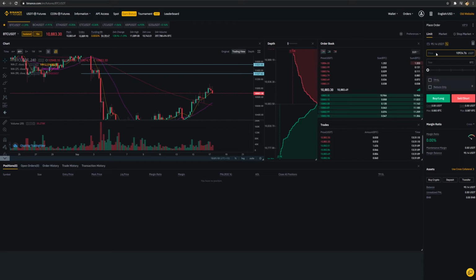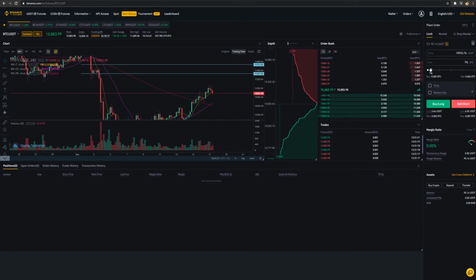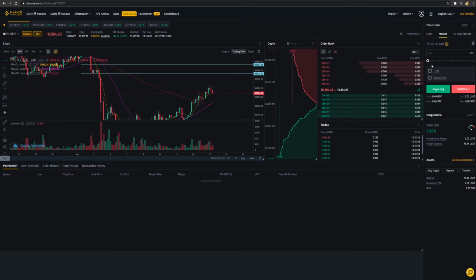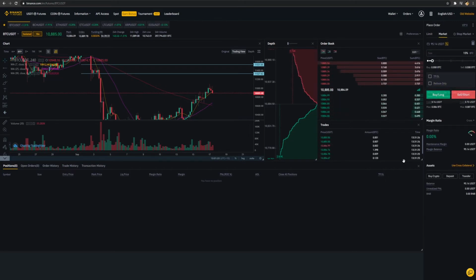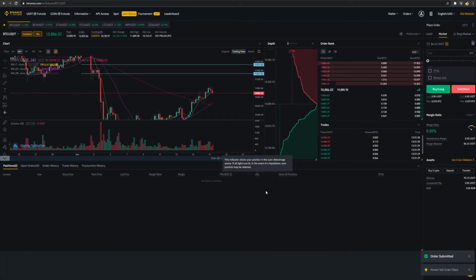So what does it look like when we are in a short or when we're in a long? What does the trading interface look like? What we'll do is keep it on 10x, use a 10% risk or margin on our account, and sell short, and we'll see what that looks like.